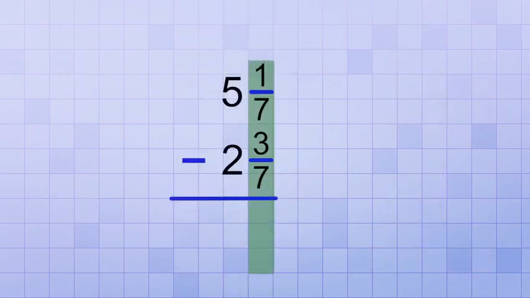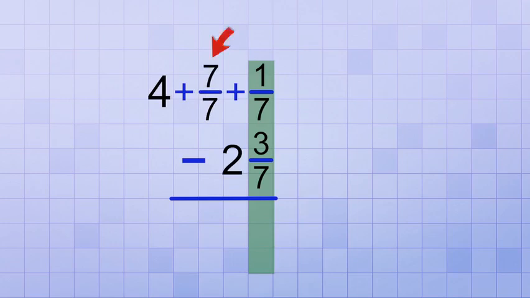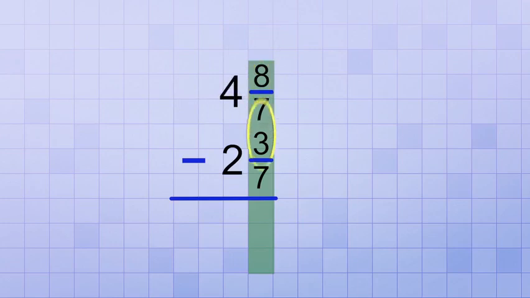In this example, we do that by changing the whole number part, 5, into 4 plus 1, and then changing 4 plus 1 into 4 plus 7 over 7. And finally, we can combine that 7 over 7 with the 1 over 7 to get 8 over 7. Now the fraction on top is big enough to subtract 3 over 7 from. 8 over 7 minus 3 over 7 is 5 over 7.